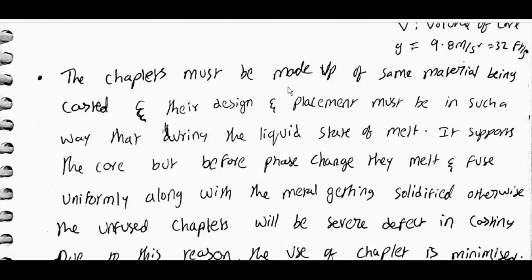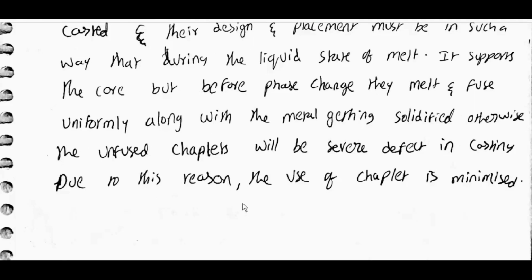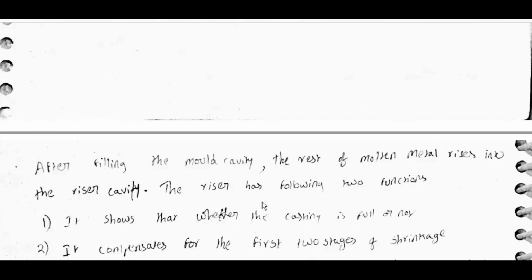Chaplets must be made of the same material being cast, and their design and placement must be such that during the liquid state of the metal they support the core, but before phase change they melt and fuse uniformly along with the metal getting solidified. Otherwise the unfused chaplets will be a severe defect in the casting. Due to this reason the use of chaplets is minimized.